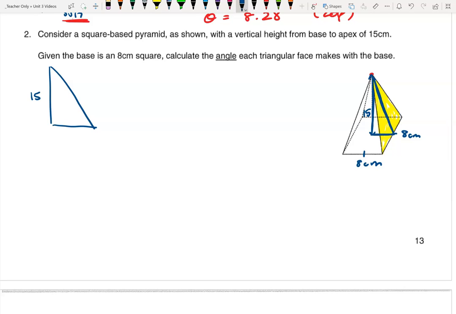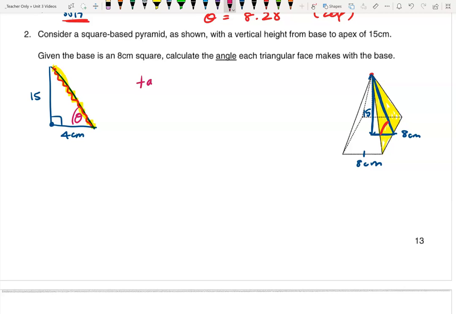We've drawn a baseline halfway across our square base, so that will be 4 centimeters, and that creates a right triangle. And I want to find the angle that face makes, and the face is represented by what I'm highlighting in yellow, by that line. And so we want to find that angle theta.